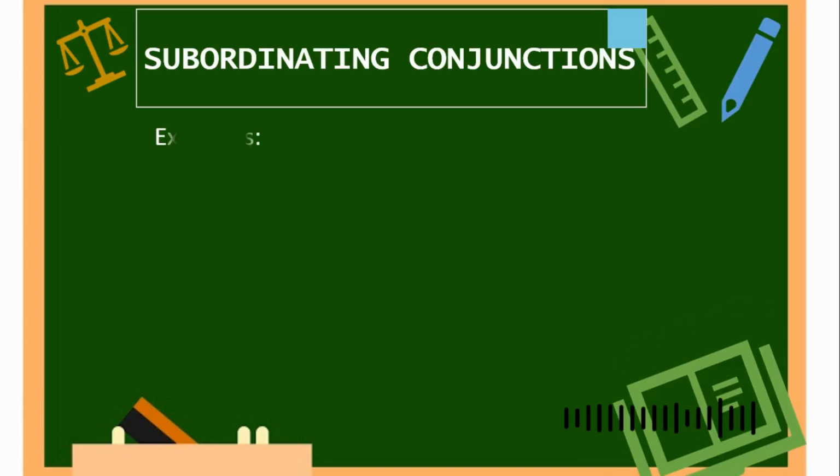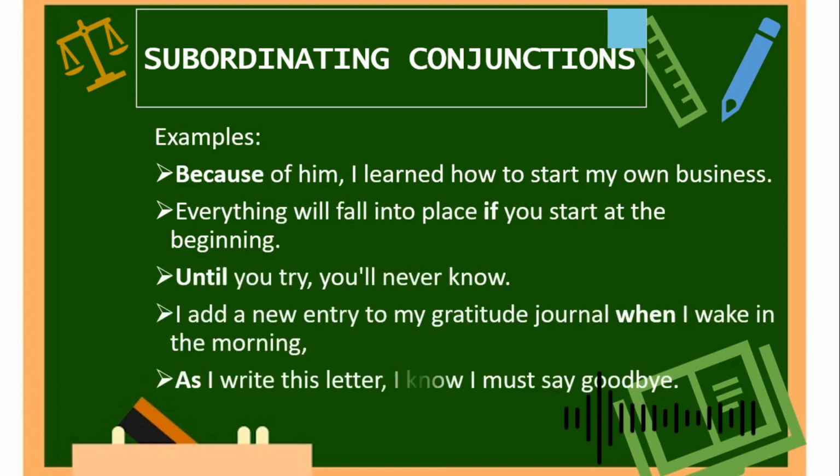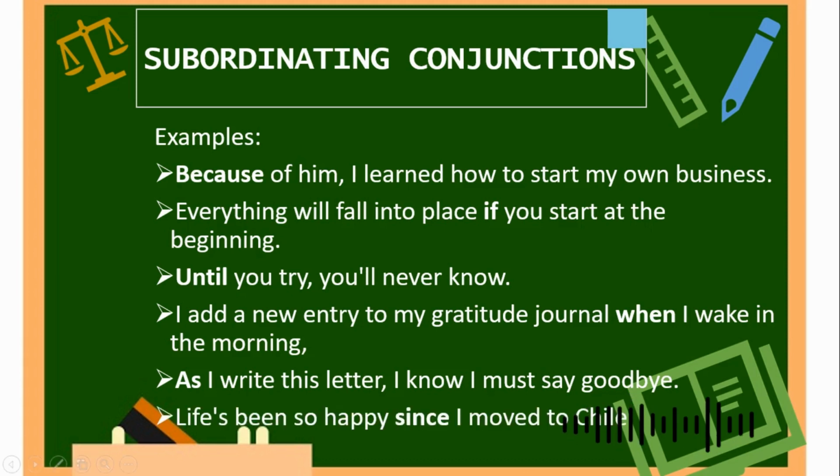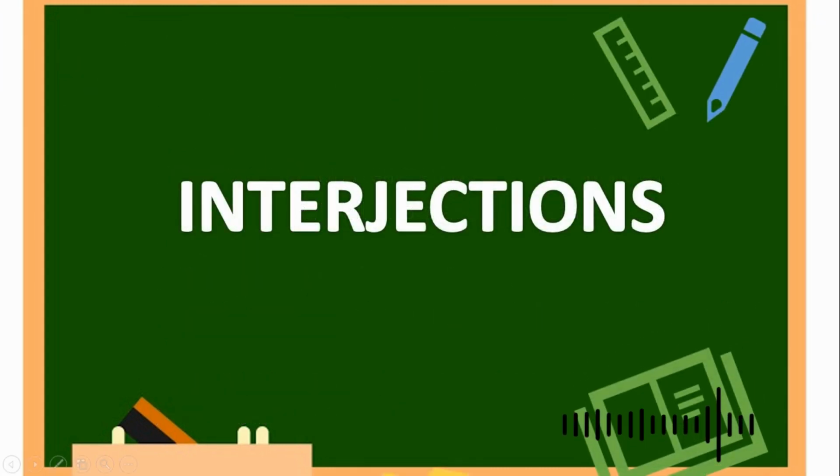Some examples of subordinating conjunctions in a sentence: because of him, I learned how to start my own business. Everything will fall into place if you start at the beginning. Until you try, you'll never know. I add a new entry to my gratitude journal when I wake in the morning. So we use the subordinating conjunction when in this sentence. As I write this letter, I know I must say goodbye. Life's been so happy since I moved to Chile. So we use the subordinating conjunction since.